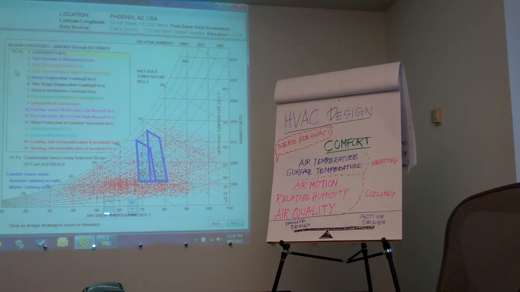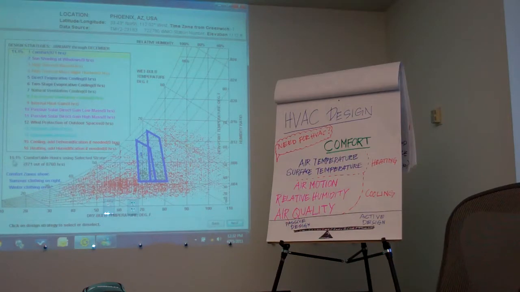Average for 24 hours. This is 8,760 hours, the entire year. Off that, only 971 is comfortable. So sun shading, we looked at that.